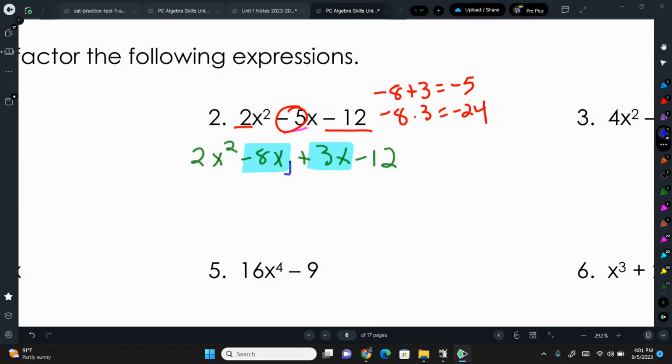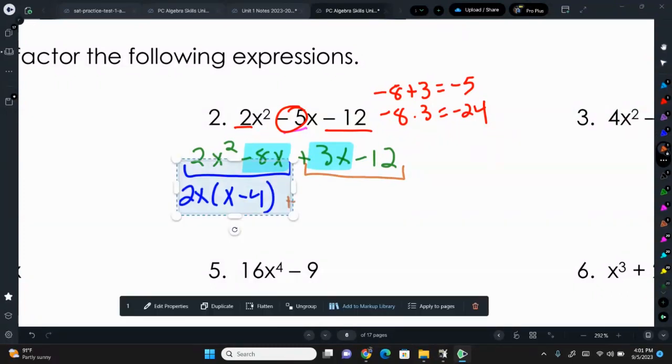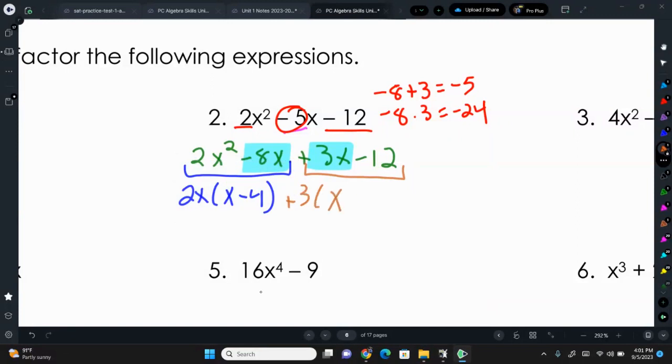So then I do grouping. I can factor out a 2x, and I get x minus 4. Here I can factor out a positive 3, and I get x minus 4. So my final factored form is going to be x minus 4 times 2x plus 3. And like I said, if you want to do grouping instead, that's fine.